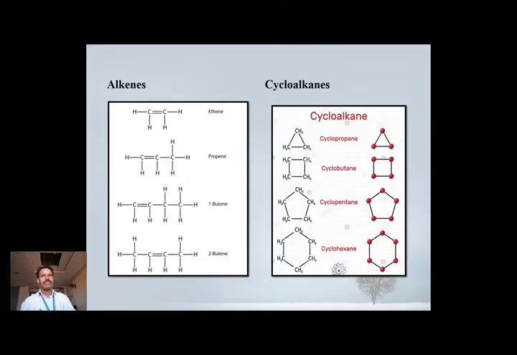A few examples are ethane, propane and butane. Look at the chain formation. The bond between the carbons here is linear. In an alkane, the carbon bond formation is generally linear. In a cycloalkane, the bond formation is in a circular form.